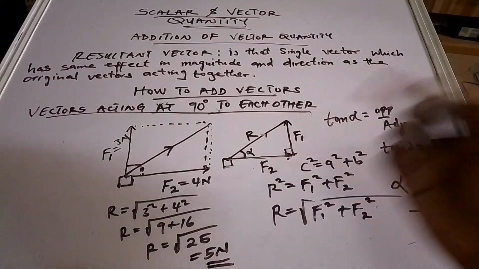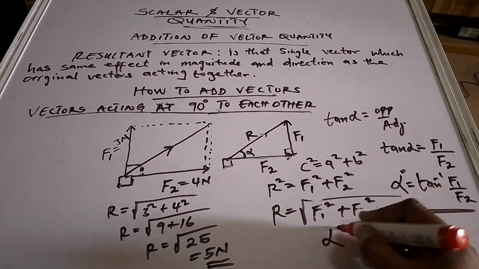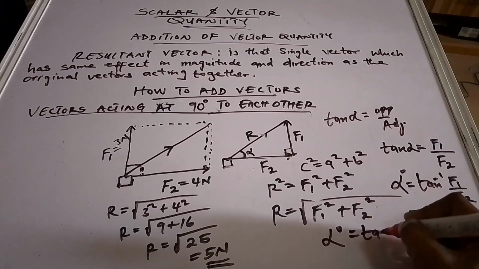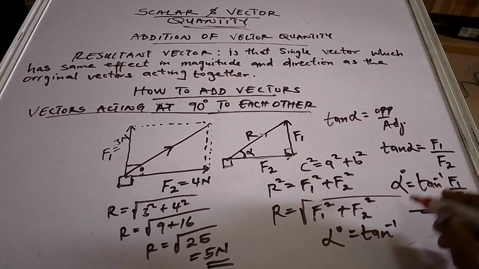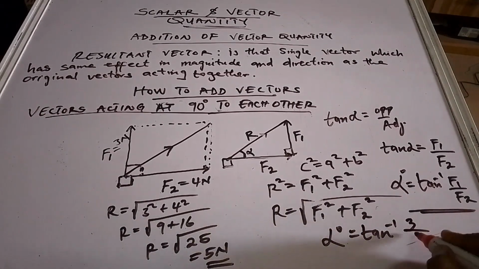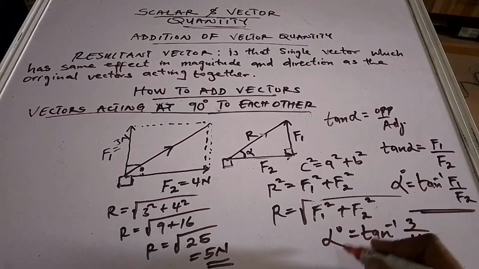If this is our magnitude, then how do we get our direction? Our direction alpha in degrees is going to be tan inverse of F1 over F2. So what's our F1? 3 over 4. So what's going to be our alpha now?